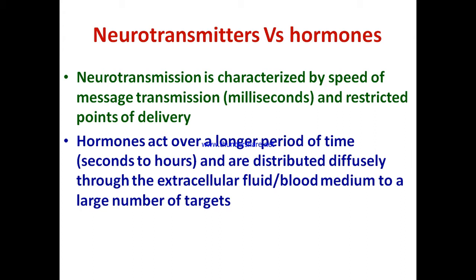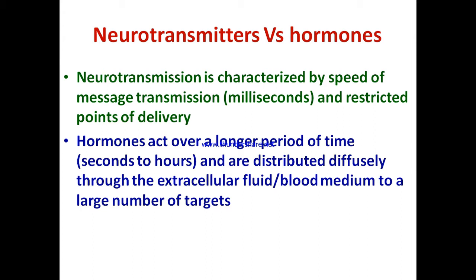Hormones act over a long period of time. Whereas a neurotransmitter is released and the action is for milliseconds, and after that the transmitter is removed or destroyed. Hormones have a longer period of action compared to the neurotransmitters. They act for seconds to hours compared to the milliseconds action of neurotransmitters, and are distributed diffusely through the extracellular fluid or blood to a large number of targets.